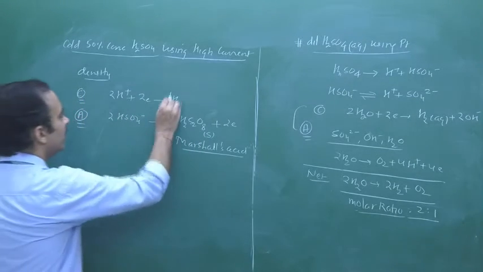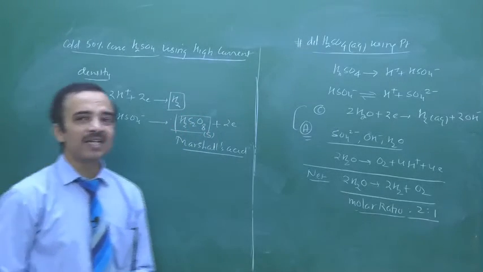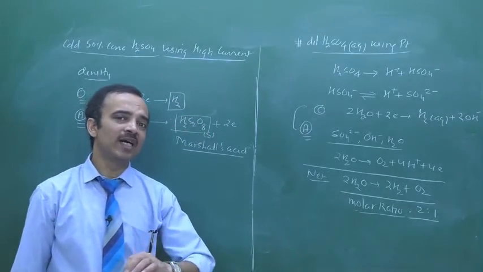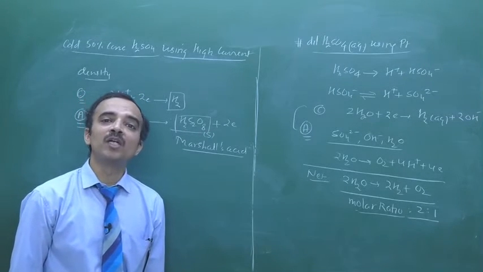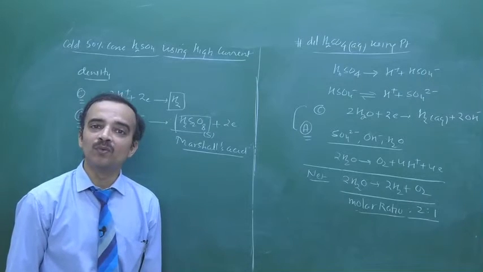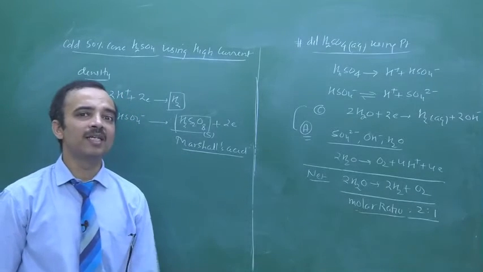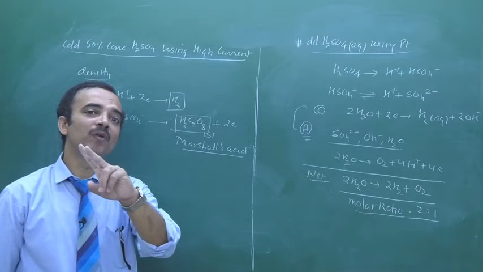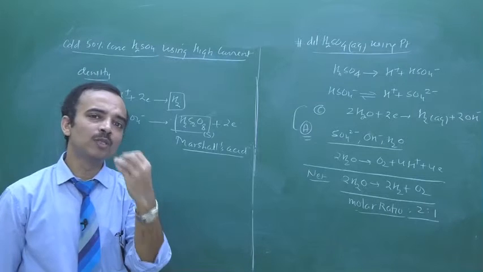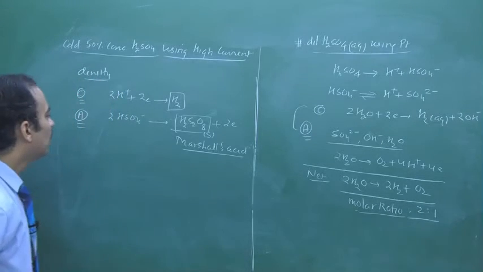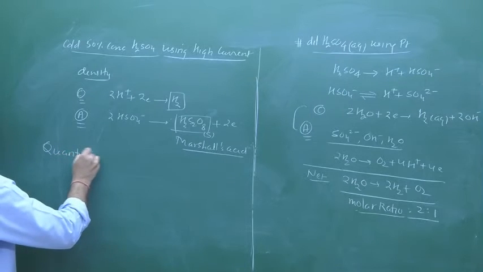So what are the products here? H2 and H2S2O8. Beta, these are some cases which are difficult to predict or which are important from examination point of view. I have discussed them on board. For other simple cases, you may see the preferential order of discharge. That may easily bring out the answer. Now let us come to the quantitative aspect.